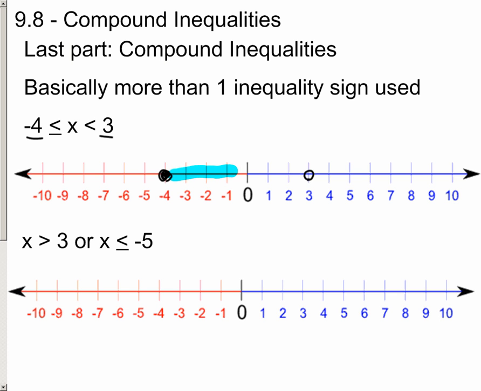I've graphed this compound inequality. The solution is x is possibly -4, but greater than -4 all the way up into 3. But because it's open right here, I know that 3 is not a possibility.